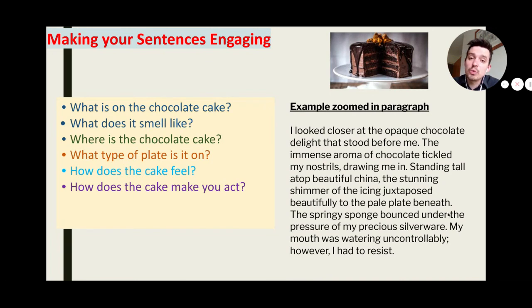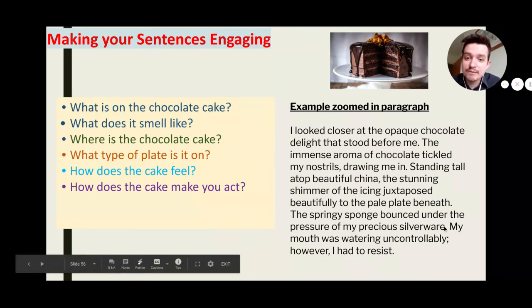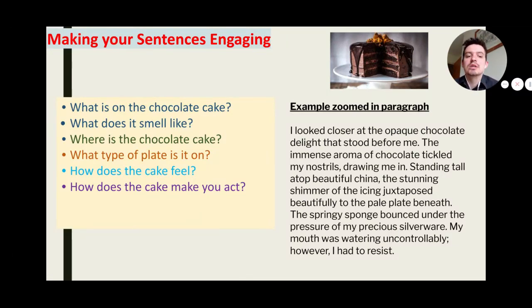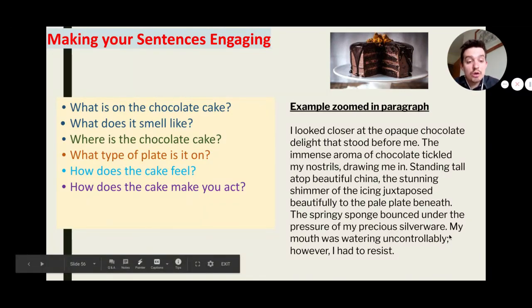Notice, juxtapose is a word we might have commonly used in our analysis for question 2 or question 4, or for literature, but you can put that in your creative writing if you think it fits. The springy sponge bounced under the pressure of my precious silverware. Notice things like alliteration, expanding our sentences for that. And notice in our final sentence, we've used a semicolon. My mouth was watering uncontrollably. However, I had to resist.